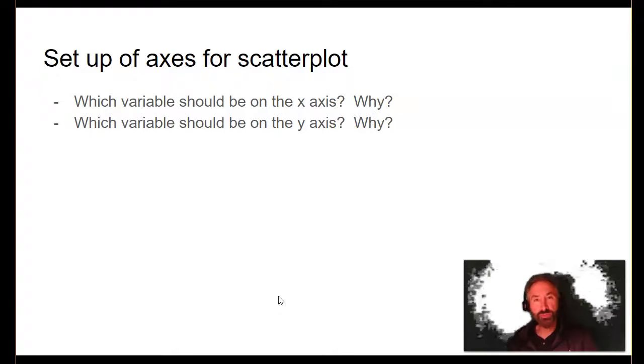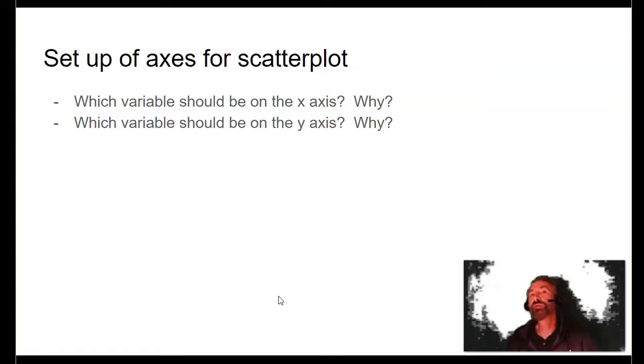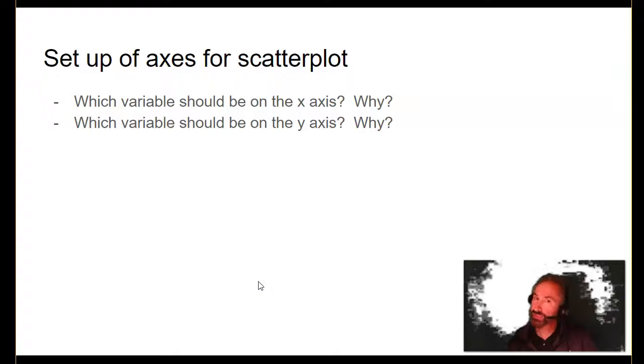What you want to do is think about, is it possible that one variable is responding to the other? And if that's the case, that's the variable that should go on the y-axis. Now, I'll admit to you, it's not always clear. Sometimes we don't believe that one variable is responding to the other. We just want to see how they relate to one another. But in general, we're looking to see, does one variable respond to another? And if it does, then we're going to put the response variable on the y-axis.